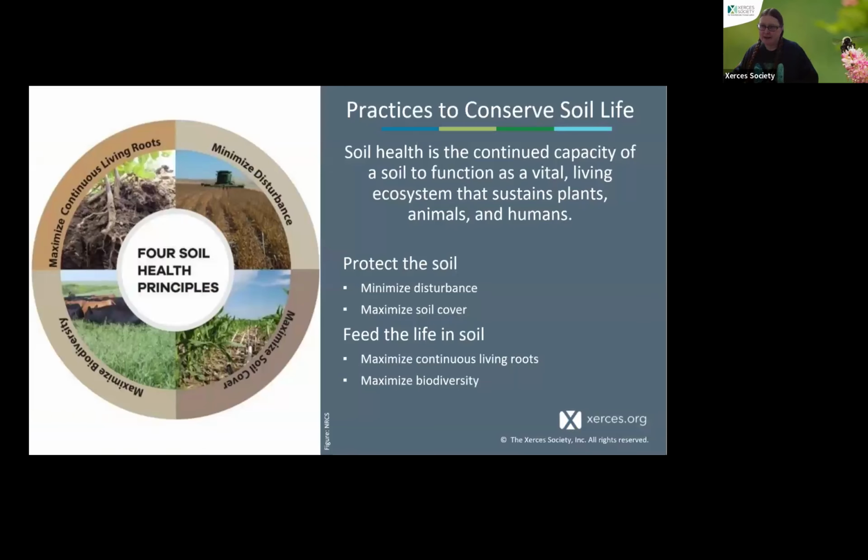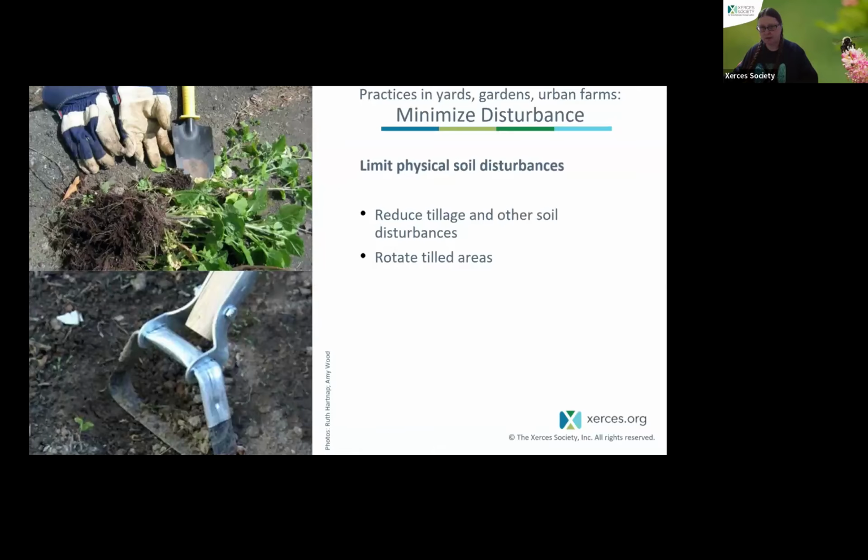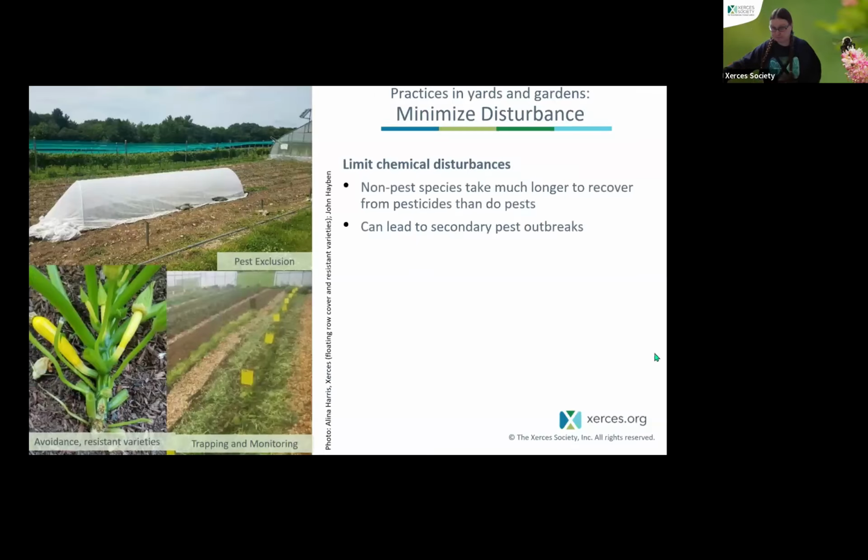So when we think and reflect back on the slide about soil health principles, we also need to know, what are those disturbances doing if we are mismanaging our soils? So some things we want to do when we think about soil health practices, whether it's in a yard, garden, urban farm, large rural farm, limiting that physical soil disturbance. So that can be reducing tillage, rotating tilled areas, keeping that soil covered, of course, limiting chemical disturbances.